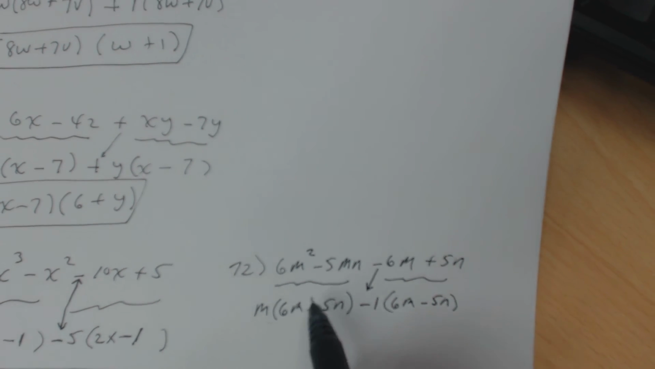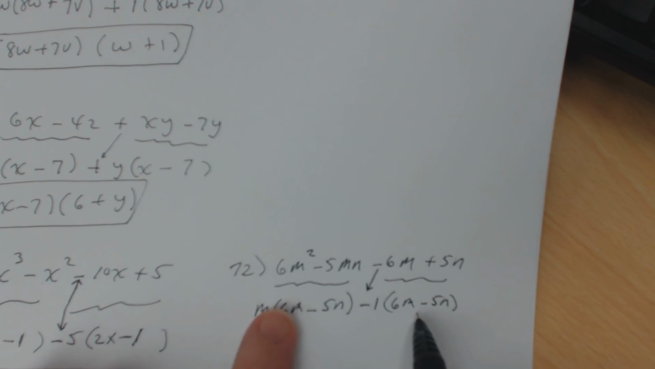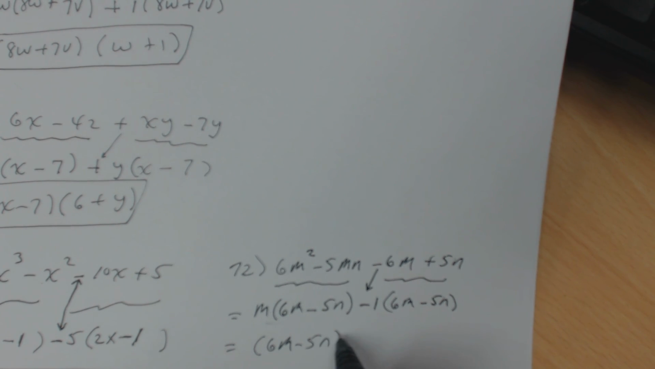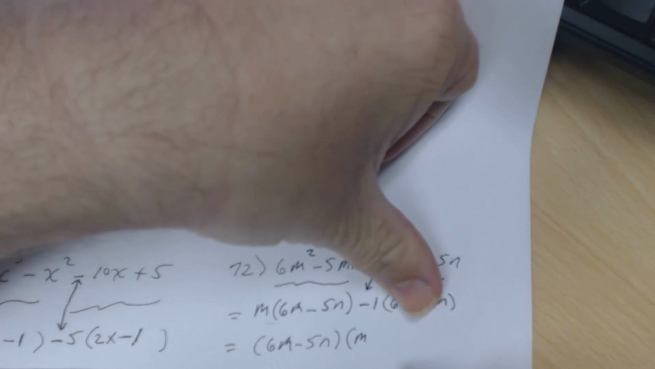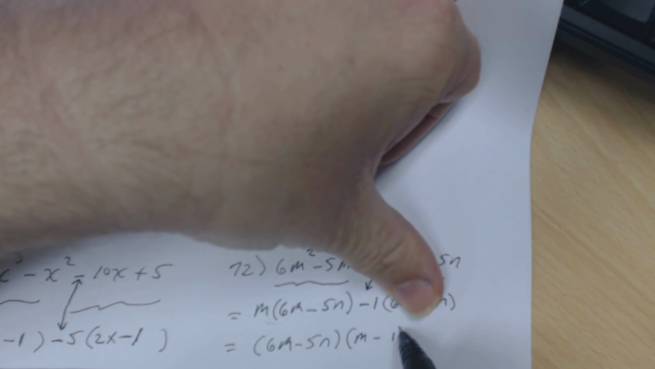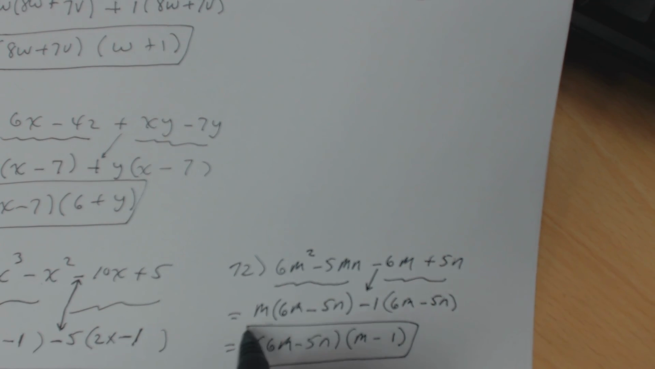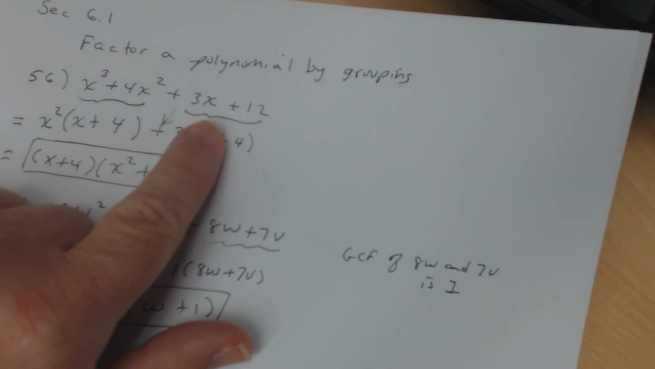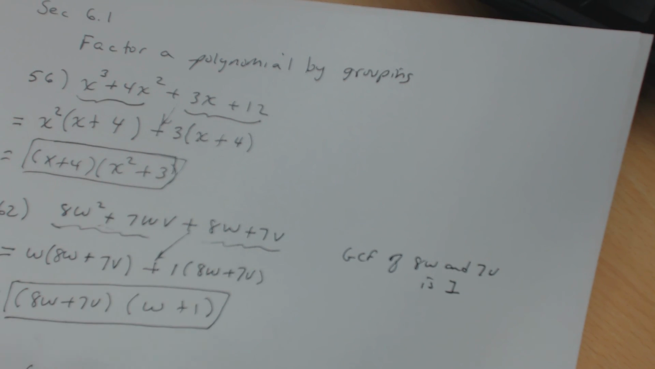All right. And then finally, now these two terms, this term and this term, they have a common factor. So we're going to factor it out. So you have 6m minus 5n times, and then remember, if you factor out a 6m minus 5n, you're left with m. And then again, if you factor out 6m minus 5n, you're left with negative 1. And there's your answer. Okay, so this part right here dealt with factoring a polynomial that had four terms by grouping.